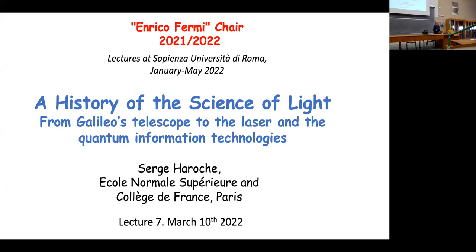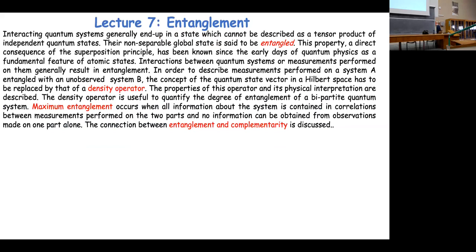It's a statement which says that if two systems have interacted, even when they are separated spatially, they remain connected by a kind of immaterial link which correlates the result of measurement performed on the two systems. Mathematically, it means that the quantum state of the two systems cannot be expressed as a tensor product of two independent states for the two systems.